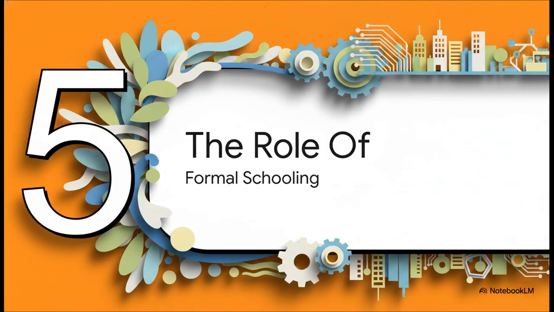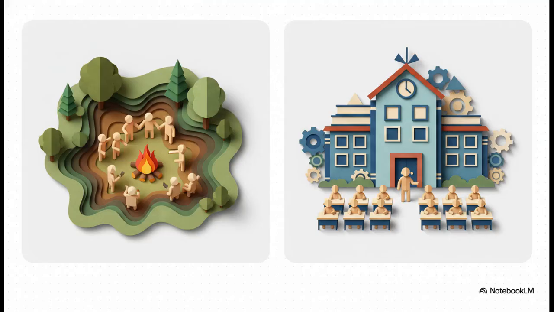Let's wrap things up with Section 5, the role of formal schooling. In early, undeveloped social groups, education is pretty incidental. Kids naturally learn through direct sharing, playing, and just imitating the adults around them. They pick up the customs simply by taking part in daily survival.